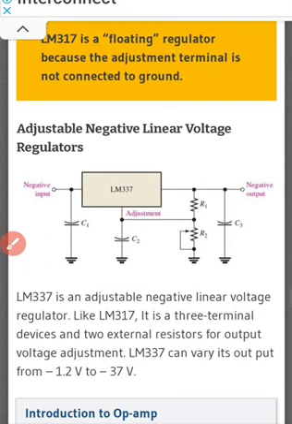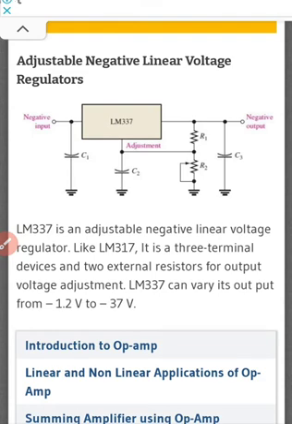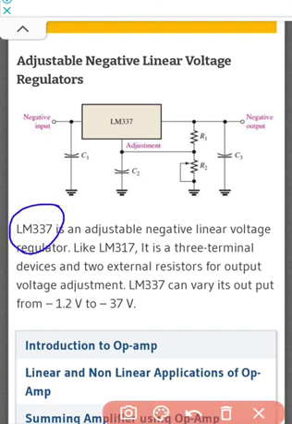Then comes the adjustable negative linear voltage regulator. You can see the same arrangement, but the only difference is that the condition is for negative linear voltage. LM337 is the series name for the negative. You just have to remember 2 to 3 names for the linear voltage regulators. It is an adjustable negative linear voltage regulator like LM317. It is a 3-terminal device with 2 external resistors for output voltage adjustment.